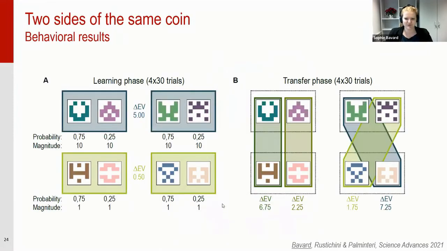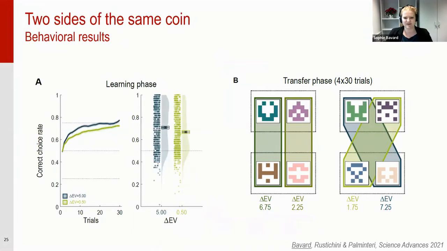Okay, so to show you the results of the learning phase, this is what we obtained. We can see the learning curves on the left and the average performance on the right. Again, the correct choice rate is the rate of choices towards the option with the highest expected value. And we can see that there is a difference in performance between the high magnitude context and the low magnitude context, which replicates the findings that we had before, that the participants perform better when more money is at stake.